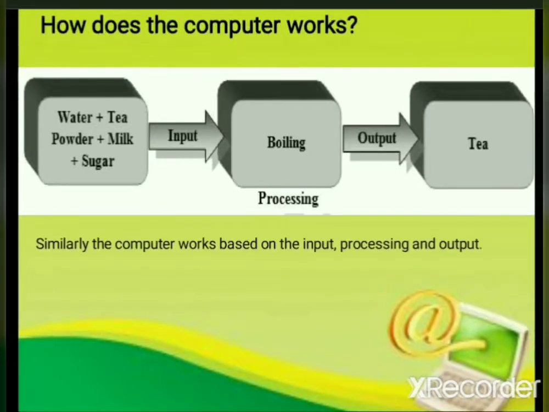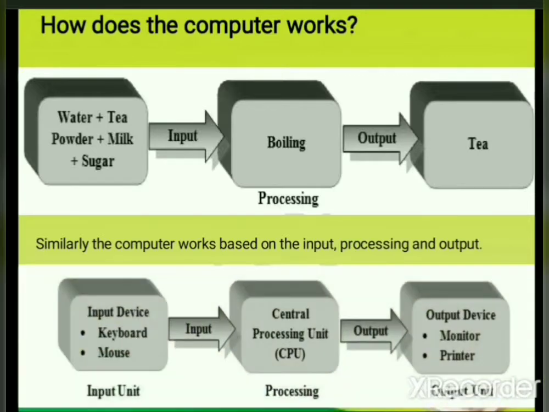In the same way, computer works on input, output and process. Let us discuss one by one. Input unit. Computer cannot work on its own. So we need to enter letters, numbers, pictures and some other instructions to make it work. We need to send the data into the computer through input devices. Input devices are keyboard and mouse. So keyboard and mouse are the basic input devices.